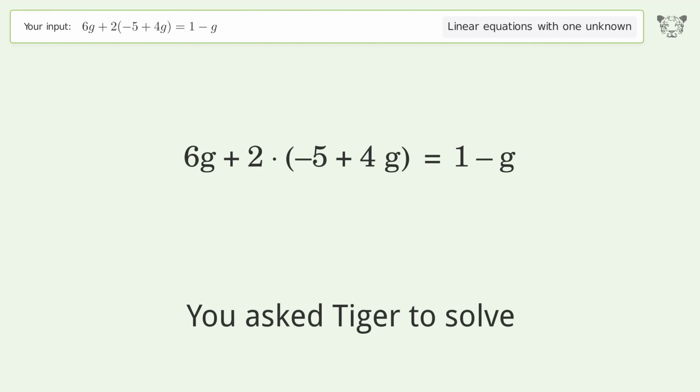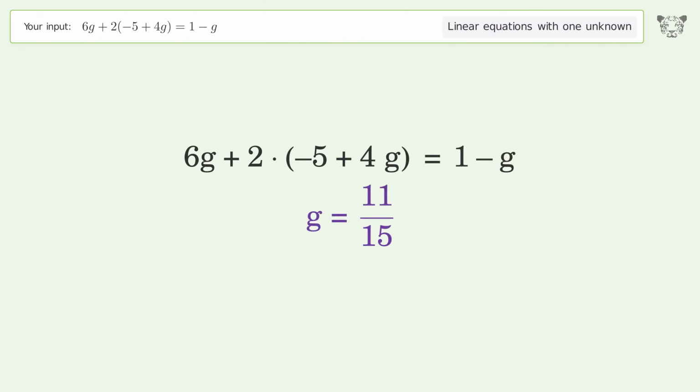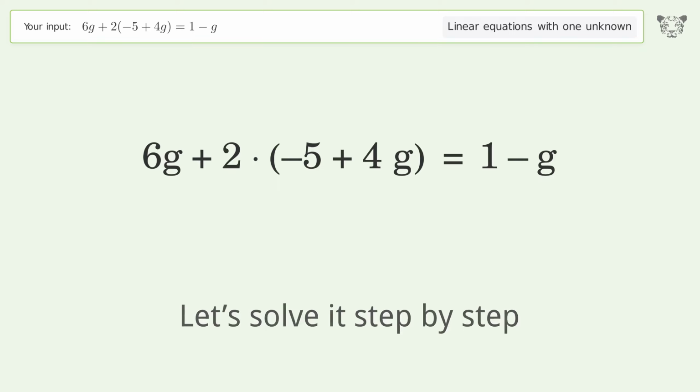You ask Tiger to solve this. This deals with linear equations with one unknown. The final result is g equals 11/15. Let's solve it step by step.